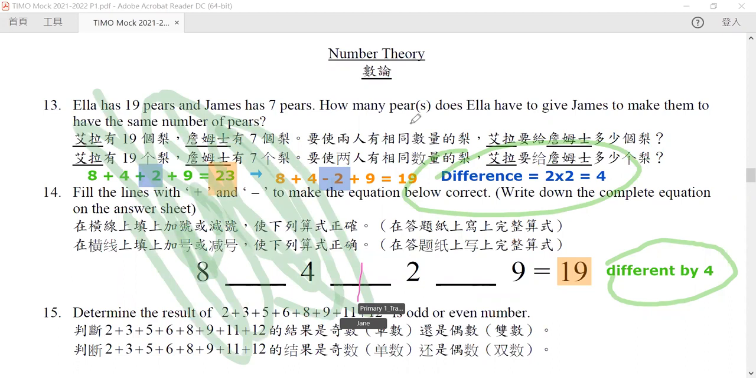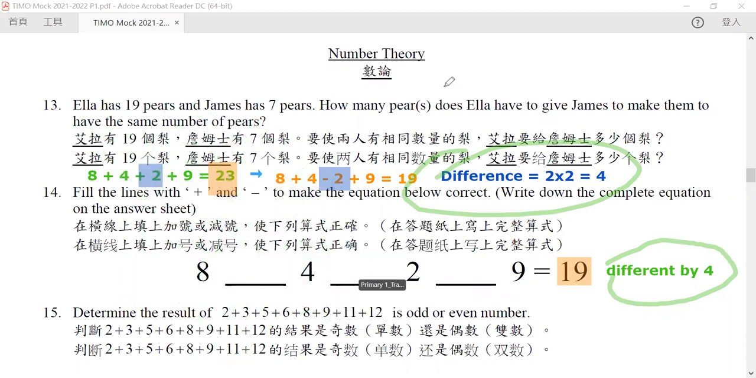Okay. Teacher, why 9 plus? Yeah. 10. So our answer is here.